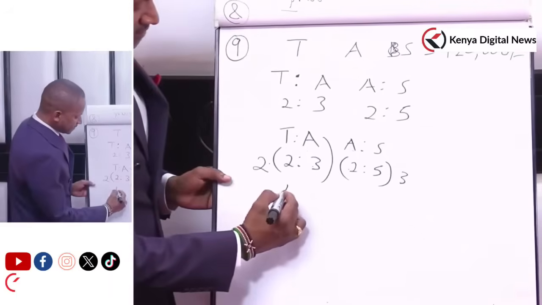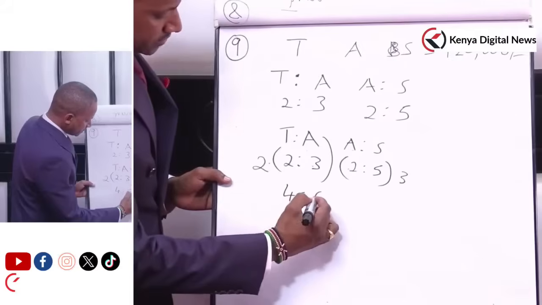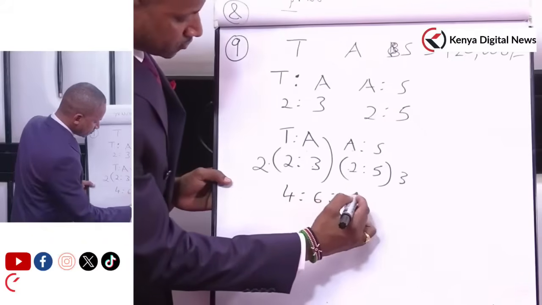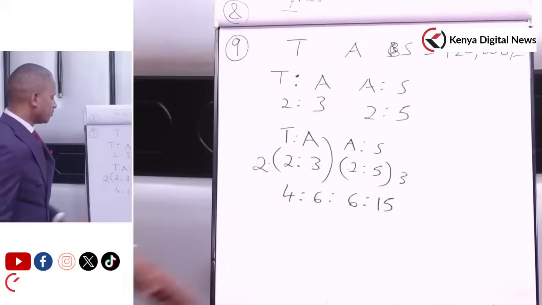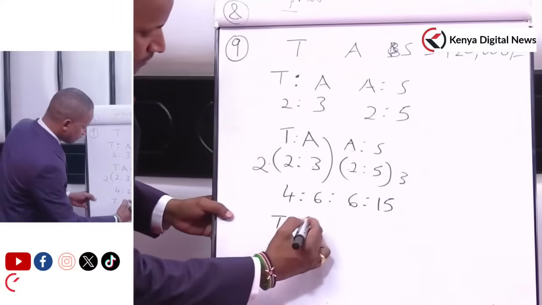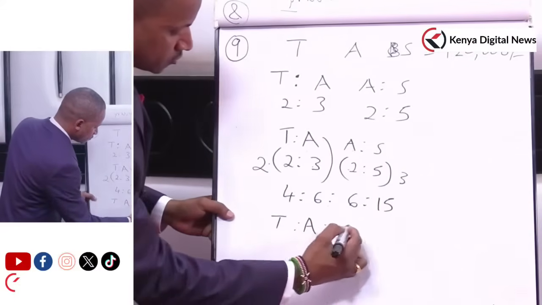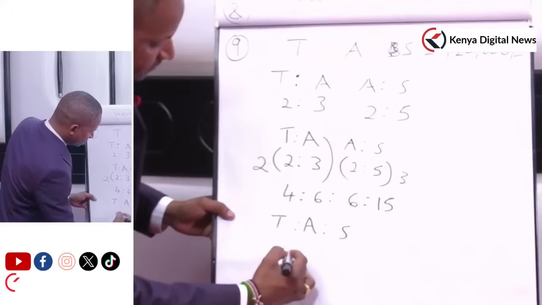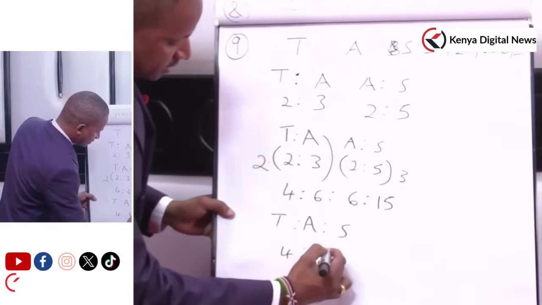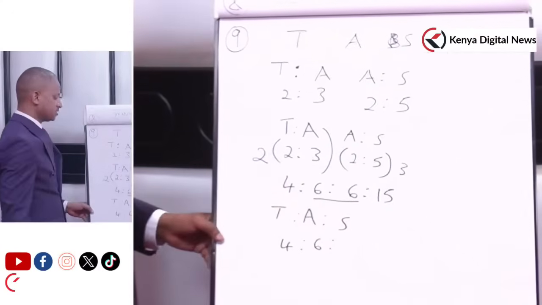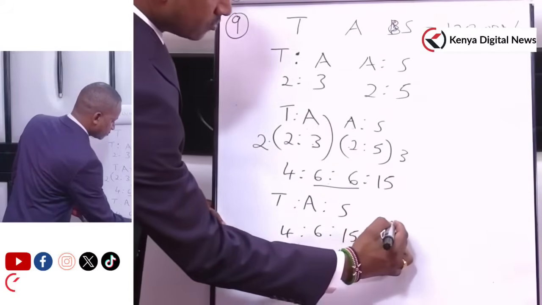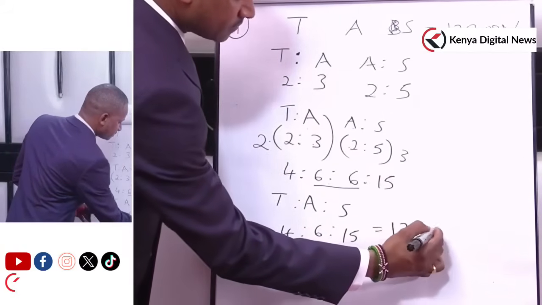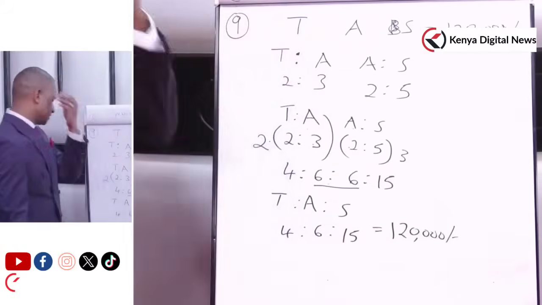Then you open it. This is ratio 4 to 6 to 15. So therefore, you have a clear ratio here of Tumaini to Abu to Sifuna, which is 4 to 6. Now you see this is harmonized to 15. They contributed a total of 120,000 shillings.